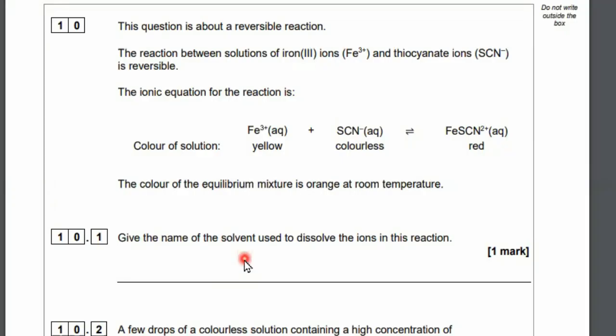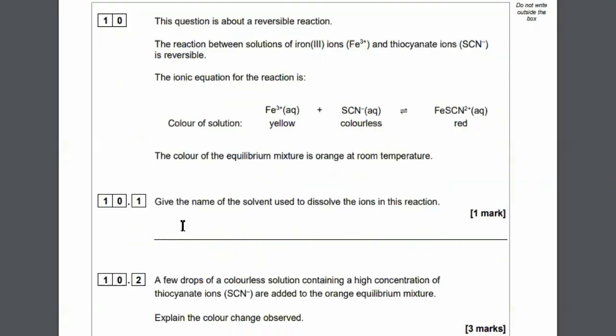Give the name of the solvent used to dissolve the ions in this reaction. Well, if you look, they have aqueous symbol AQ next to all of the reactants and the product on the right hand side as well. What does AQ mean? It means it's been dissolved in aqua, in water.